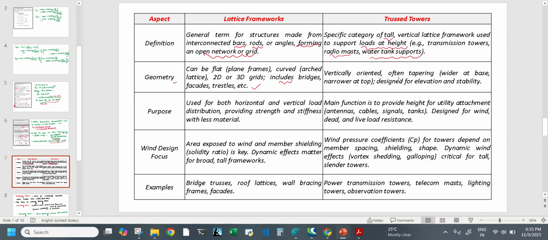Vertically oriented, often tapering, wider at the base, narrow at the top, and designed for elevation and stability. Purpose: used for both horizontal and vertical load distribution, providing strength and stiffness with less material. Main function is to provide height for utility attachment, antennas, cables, etc. Designed for wind, dead load, and live load resistance. Wind design focus: area exposed to the wind and shielding effect are the keys. We will learn about the solidity ratio and shielding factor later.